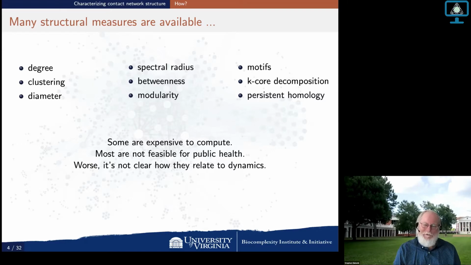But I think there's a problem that's even worse about these, is that once you've measured your statistics, you still don't know exactly how it relates to the problem you're trying to solve, which is reducing the size of an outbreak, say. You have to do some sort of analysis, make assumptions, write papers to figure out how modularity is going to be connected to the dynamical system.